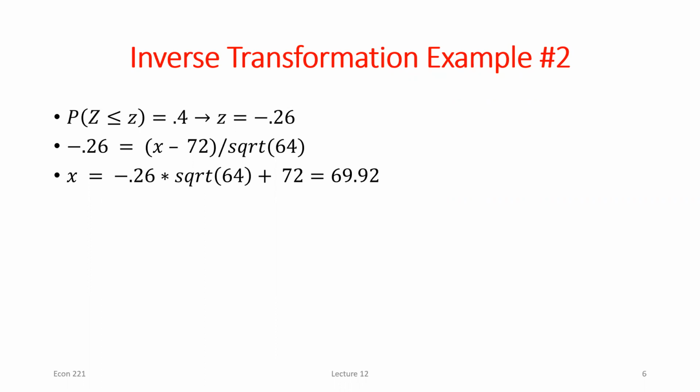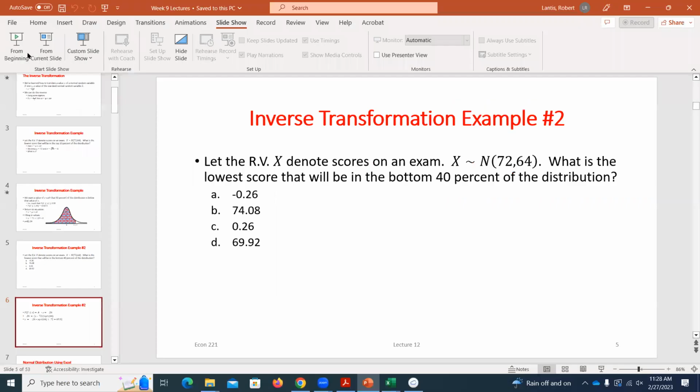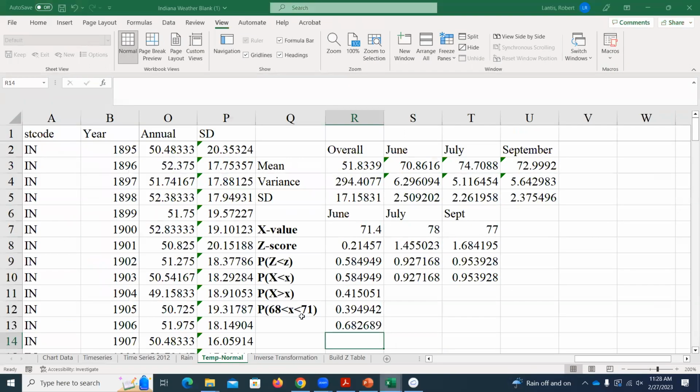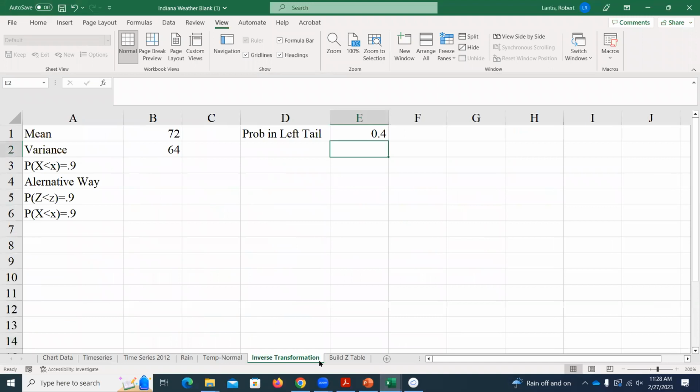All right. Let's take a look at how we do this in Excel. I'm going to go back to this blank. Here's the inverse transformation worksheet. We're going to basically use the same example that we just had. I'm just going to show you how we do it in Excel. So we'll start with the area that we want in the tail, which was 0.4. The mean of our test was 72. The variance was 64. I'm going to start with the alternative way first because that matches up with how we do it by hand. I'll then show you a shortcut.